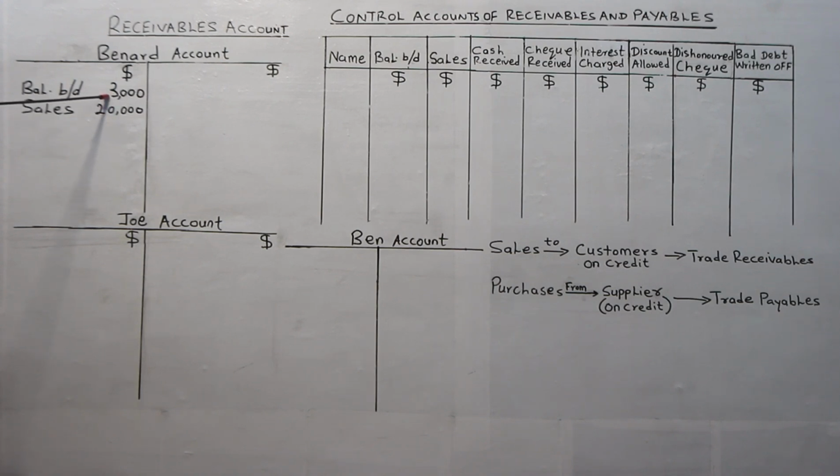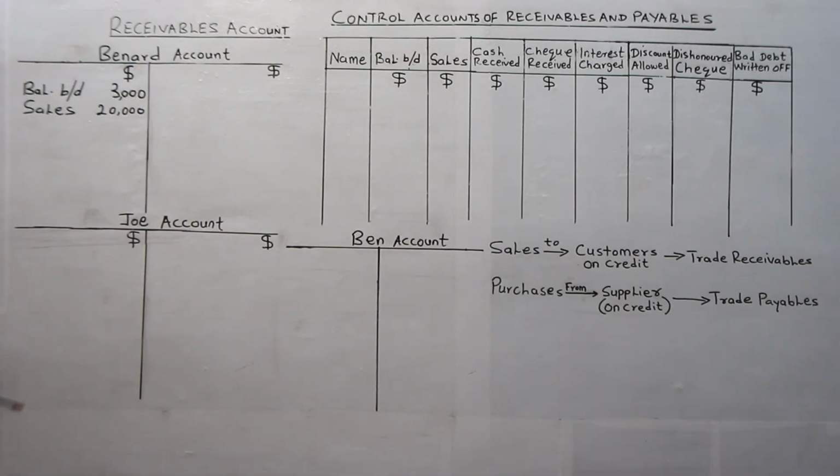That is 3,000 plus 20,000. Now, as the rule implies, transactions that will reduce the amount that Bennett is owing us will be credited, since the debit side represents addition of what Bennett is owing, and the credit side represents subtraction of what Bennett has paid directly or indirectly.